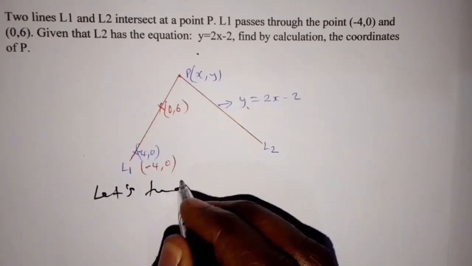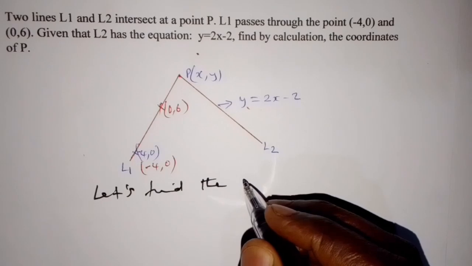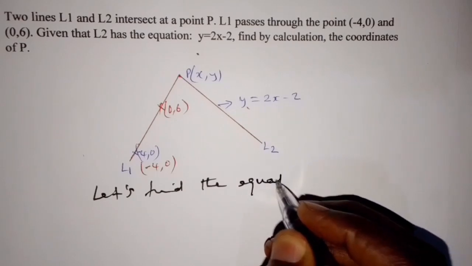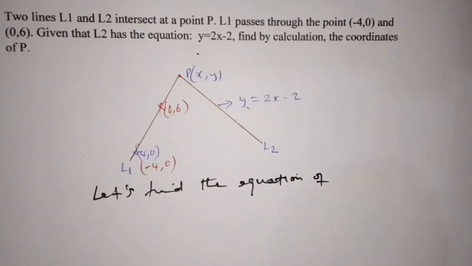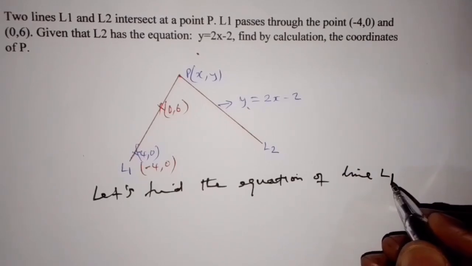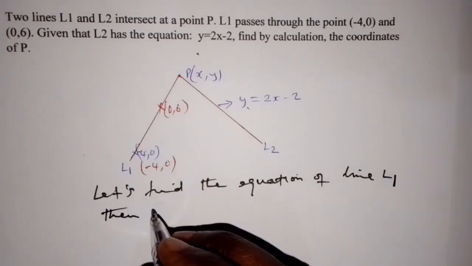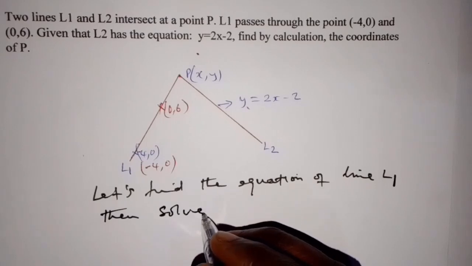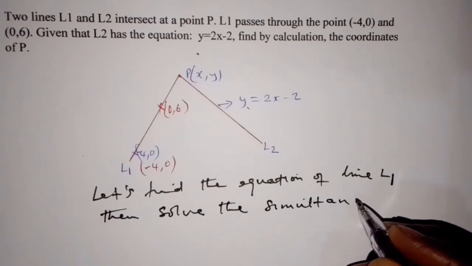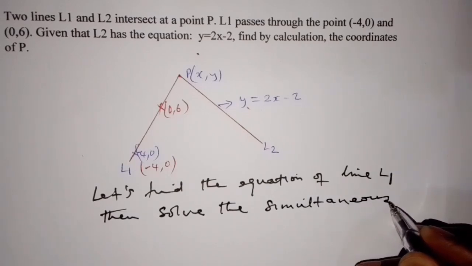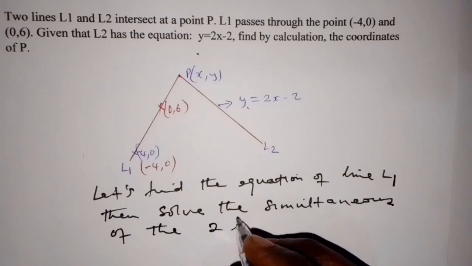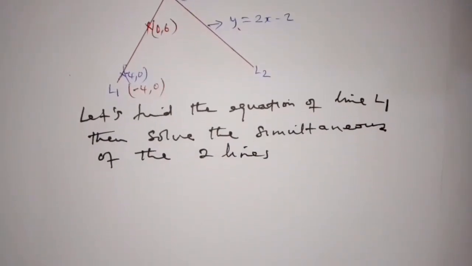Let's find the equation of line L1. Then we solve the simultaneous equation of the two lines. So how can we go about it?